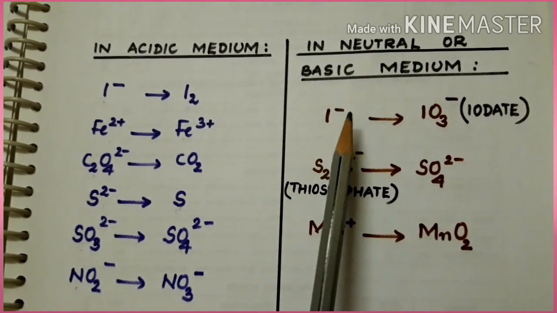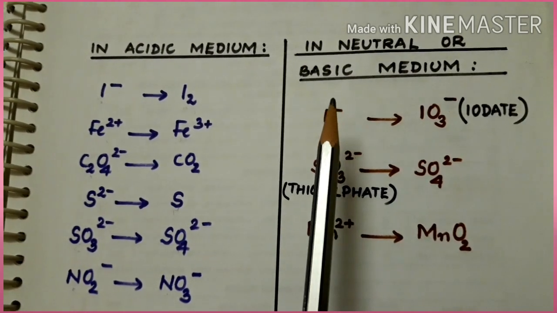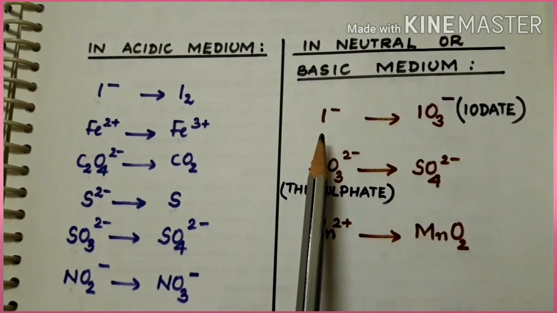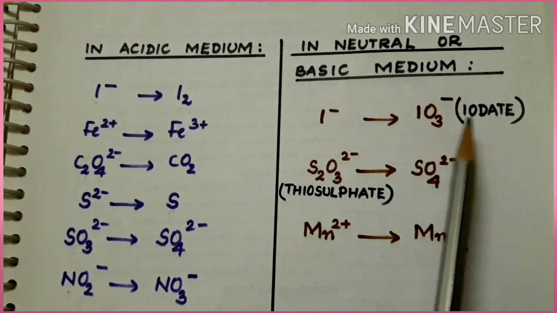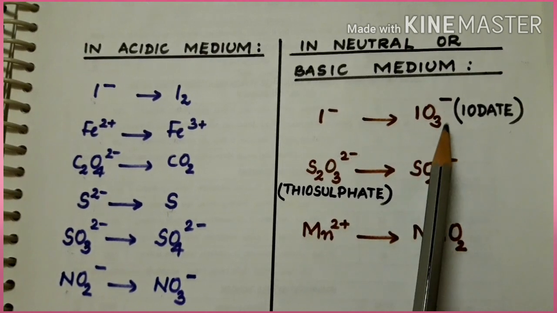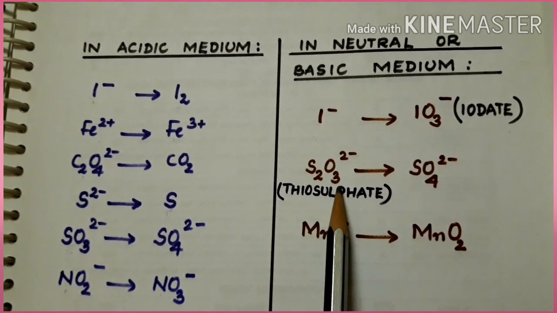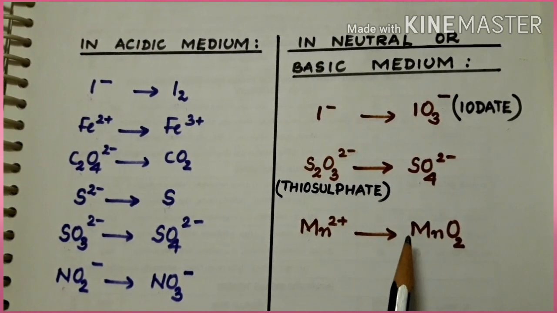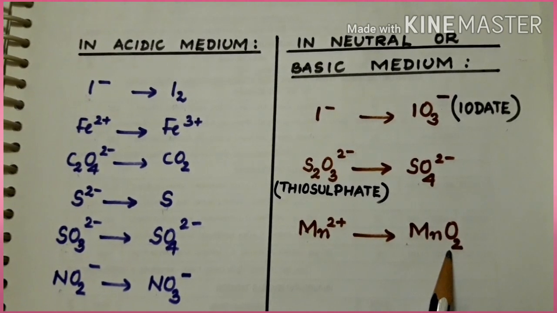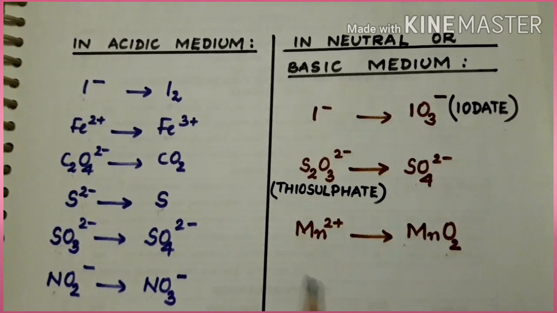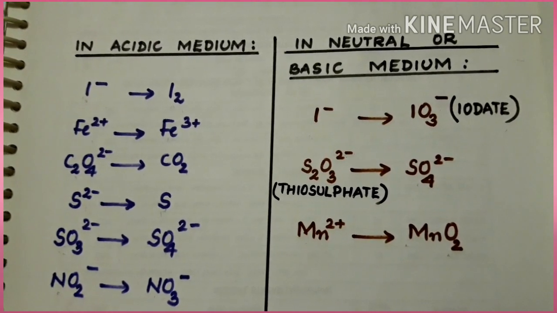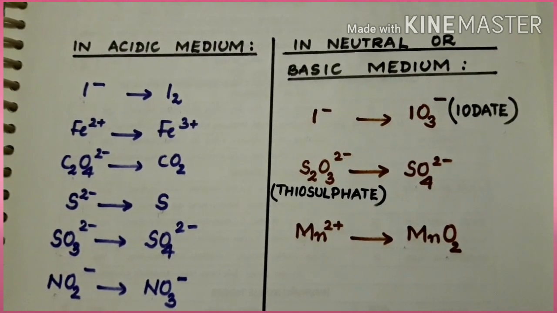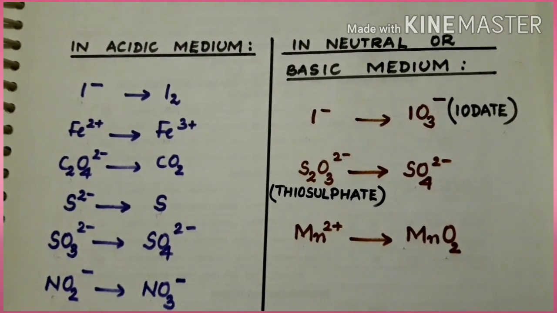In basic medium or neutral medium, the change happening in the reducing agents is slightly different. Iodides will be converted to iodate, IO3-. Thiosulfate will be converted to sulfate and Mn2+ gets converted to MnO2. Hope this much is clear. Now we will learn how to write the redox reactions of these compounds.